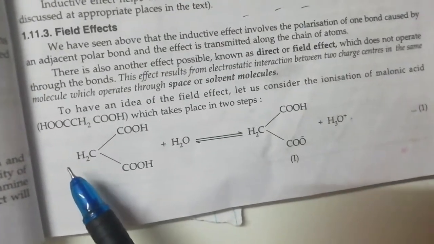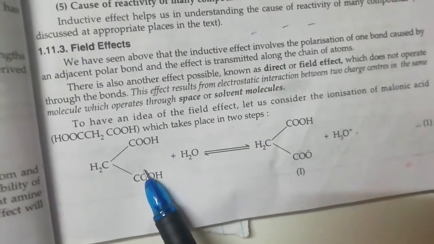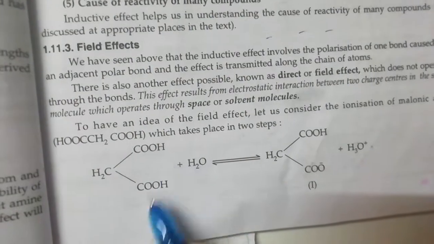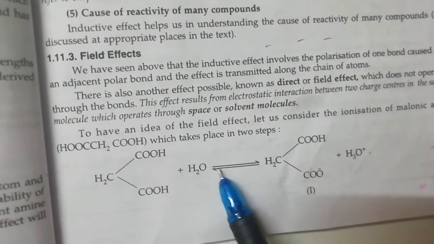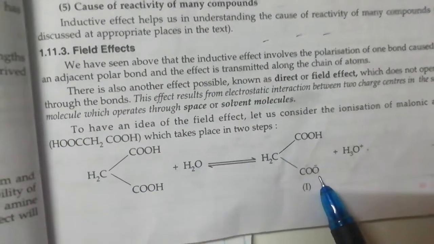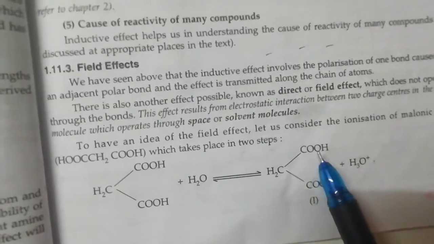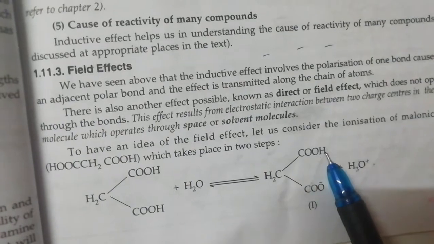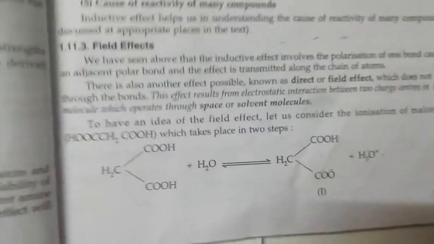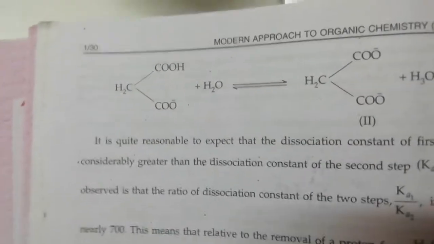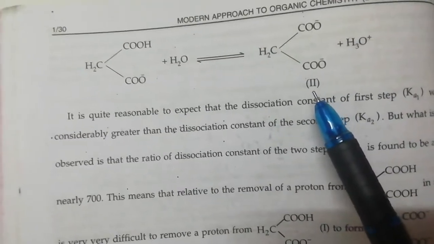This is our malonic acid, and we are doing the ionization of malonic acid. Malonic acid, CH2COOH, reacts with water and we will get this carboxylate ion. This is anion number 1. Now there is one hydrogen atom still present here, and it can further ionize to give another hydrogen ion. So this is the second ionization reaction and we will get this dicarboxylate ion, that is anion number 2.